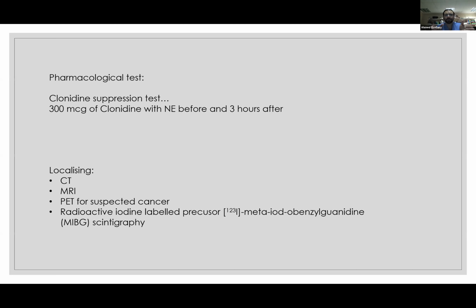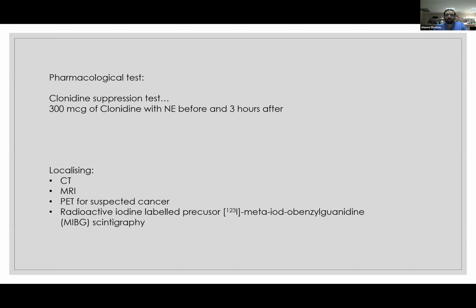So what we're trying to achieve from the clonidine test is that we give clonidine and monitor the norepinephrine. It should go down. The levels of norepinephrine should go down. If it doesn't, that means this secretion is autonomous, is not related to this axis. That means it's a pheochromocytoma.